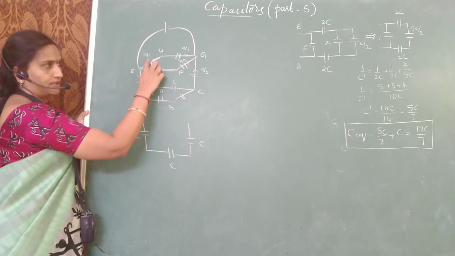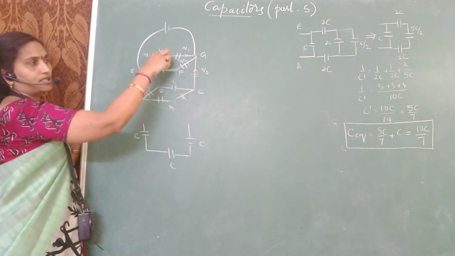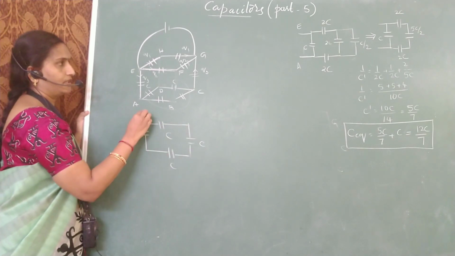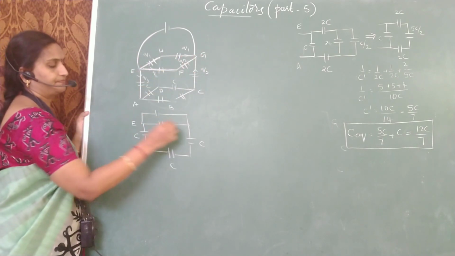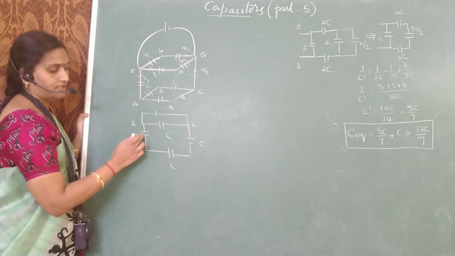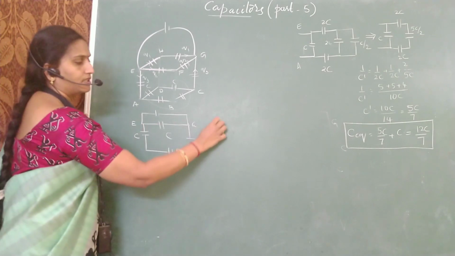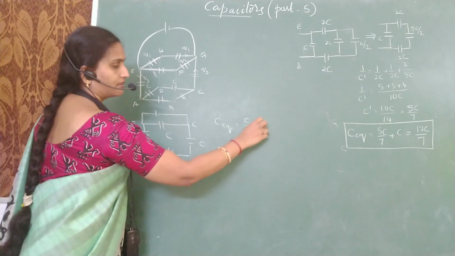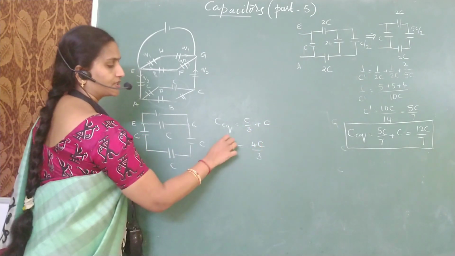This is again a loop. C and C in series, C by 2; C and C in series, C by 2; C by 2 and C by 2 in parallel, it will become C. And this is the terminal E and G. See, all the three capacitors are in series. C, C and C in series will become C by 3, that is parallel to C. So C equivalent will be C by 3 plus C. Take LCM, 4C by 3.